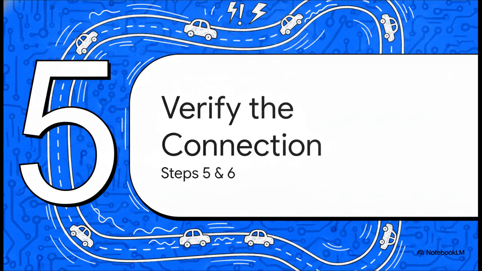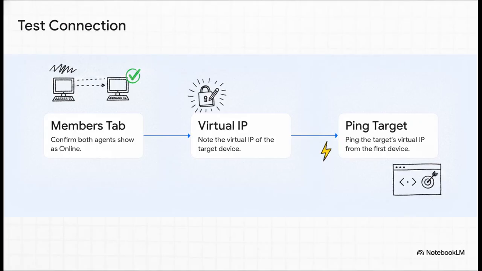Part 5, verifying the connection. The track is built, the cars are on it. Now for the It's Alive moment, where we prove traffic is actually flowing. Stay in that network view and flip over to the Members tab. Give the agents a couple of seconds to authenticate and find their peers. You're waiting for them to show an online status right next to their new virtual addresses.